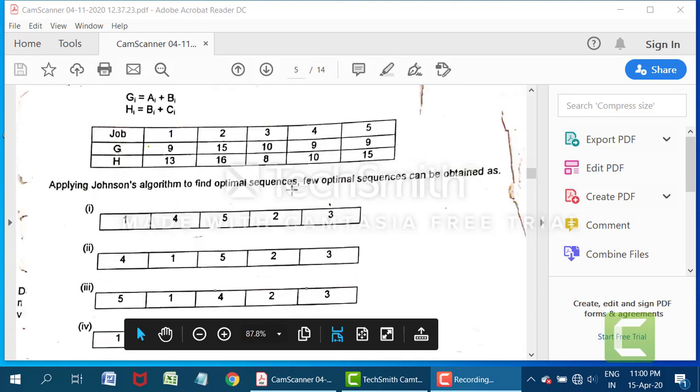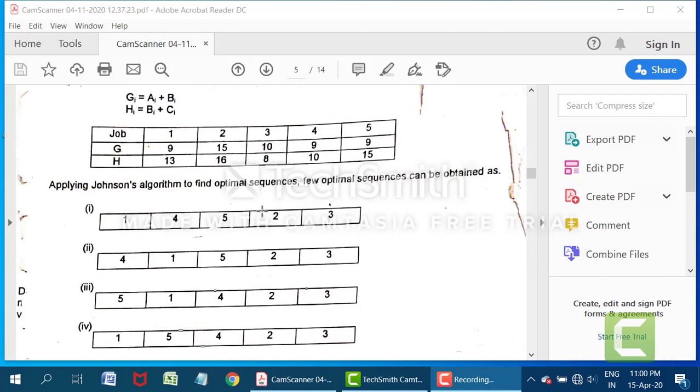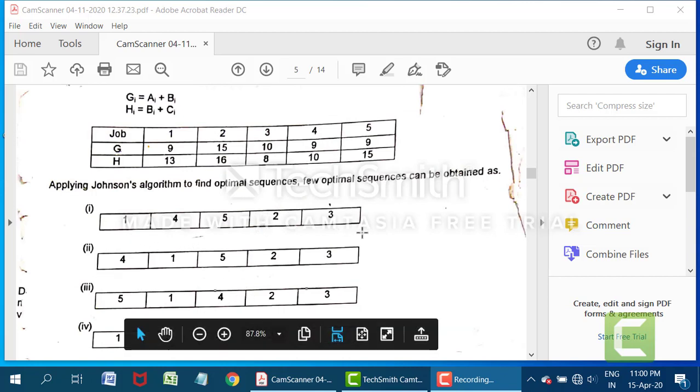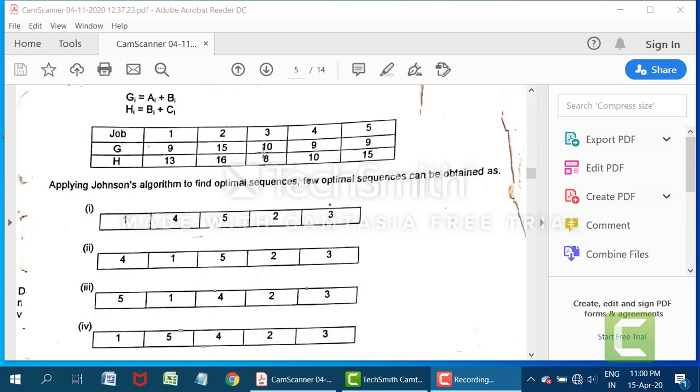And the only remaining job is 2. The empty compartment is this one. Here you can put 2. So first, this position is fixed. Why? Because this 8 is the minimum processing time of all, corresponds to job 3. The third job is placed at the end since the minimum processing time is occurring on the second machine.